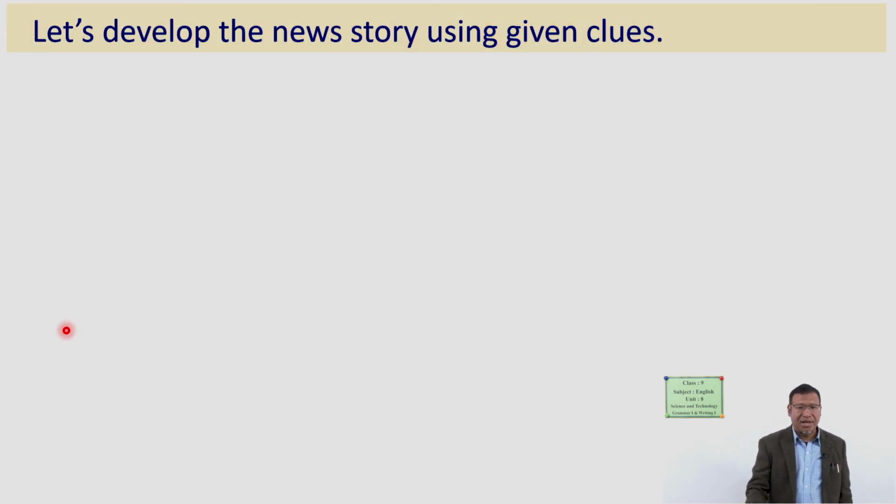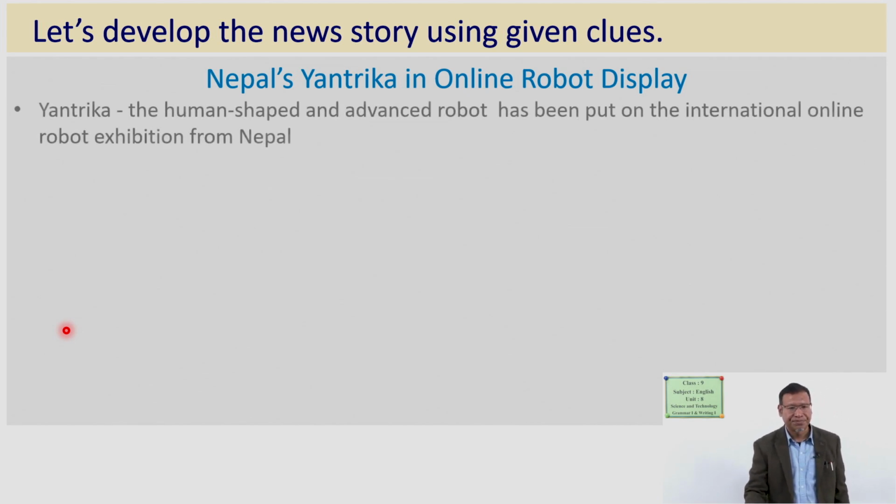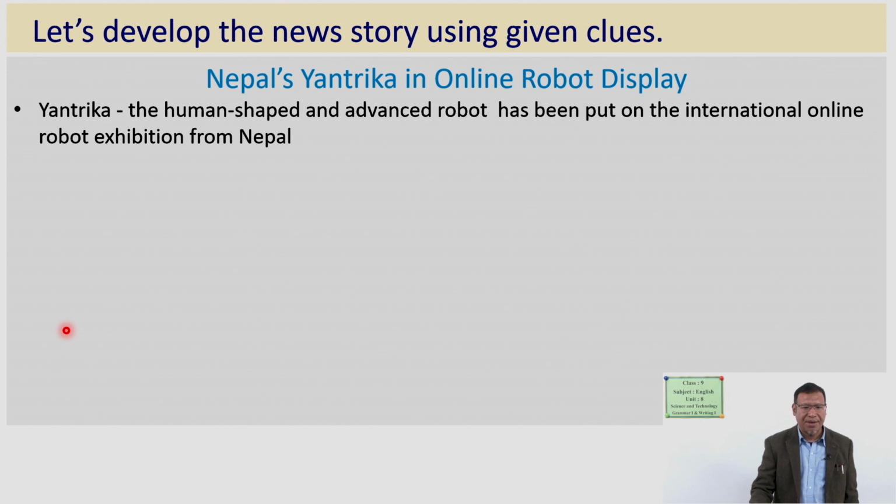All right, let's develop the news story using the given clues. This is in your book, page number 99. They have given you the clues of our news story. The headline is Nepal's Yantrika in online robot display. Yantrika, the human-shaped and advanced robot, has been put on the International Online Robot Exhibition from Nepal.